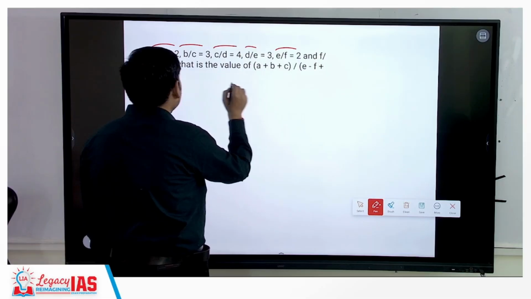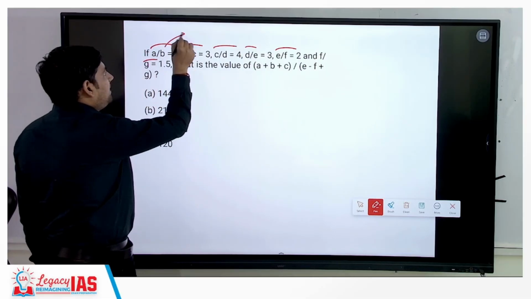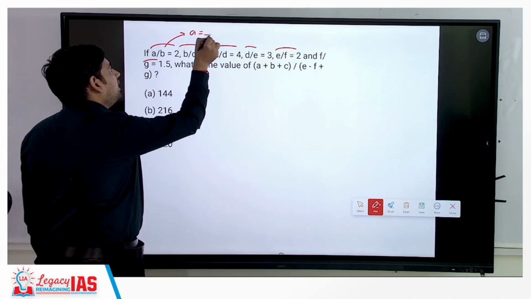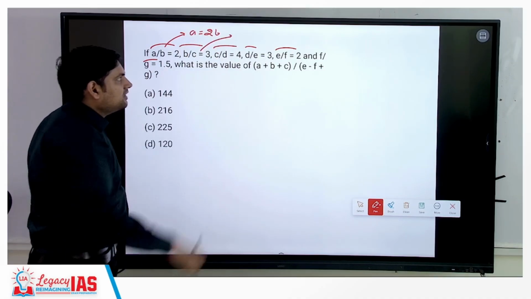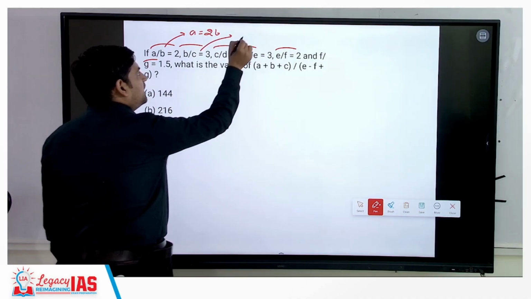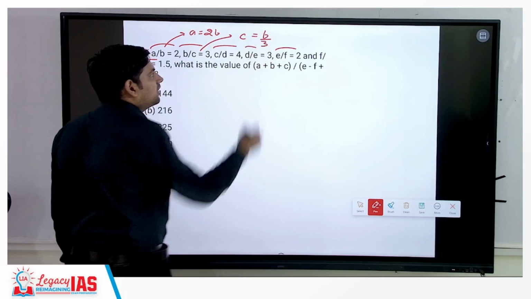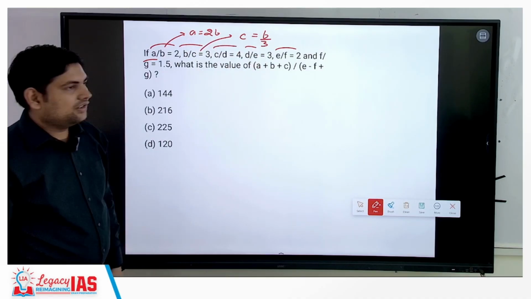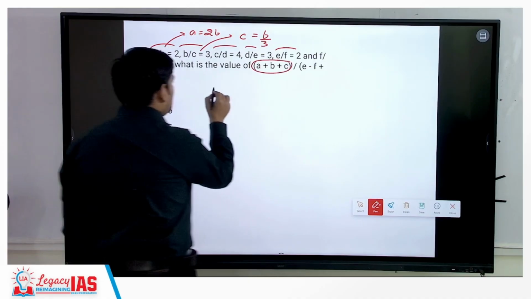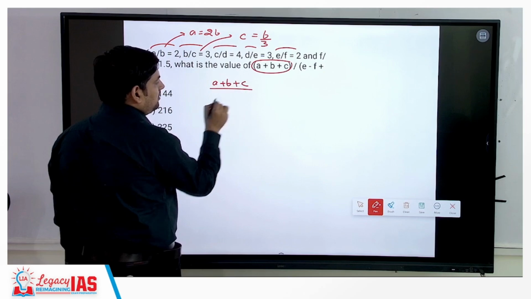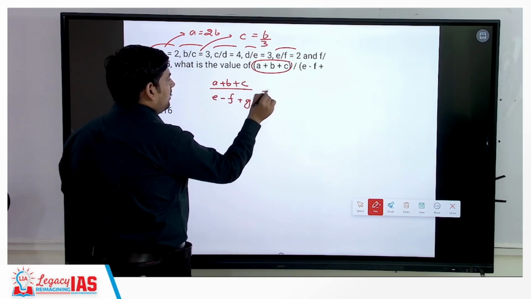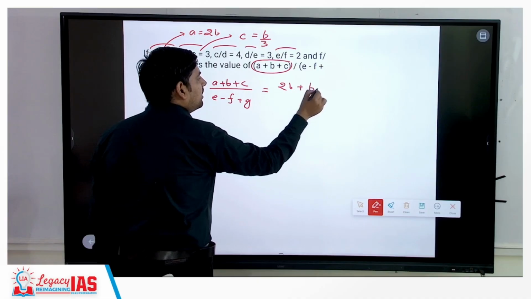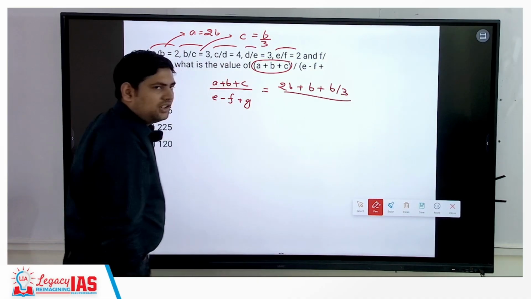See this. Now it is given to you that A by B is equal to 2. It means what? If I have to write A in terms of B, A is actually what? A is equal to 2B. Similarly, if B by C is equal to 3, then what is C? Is C not B by 3? Correct? C becomes B by 3. So the numerator, A plus B plus C, can be written like this: A is 2B, B is B and C is B by 3. Correct? This much you got.